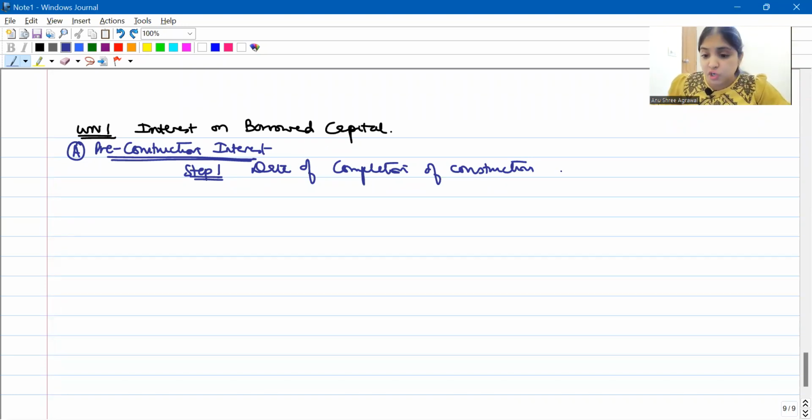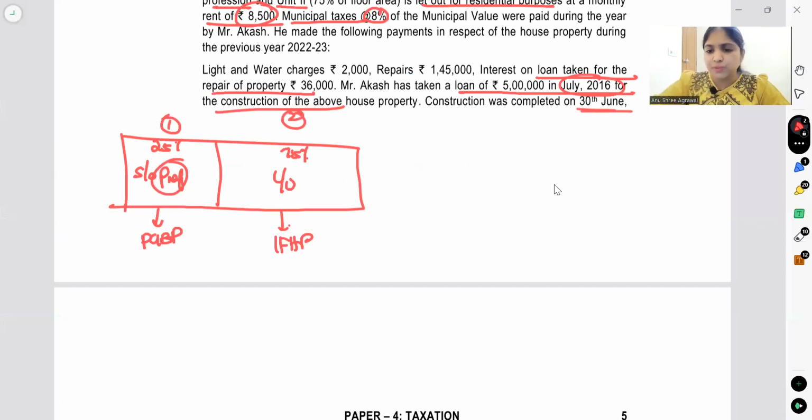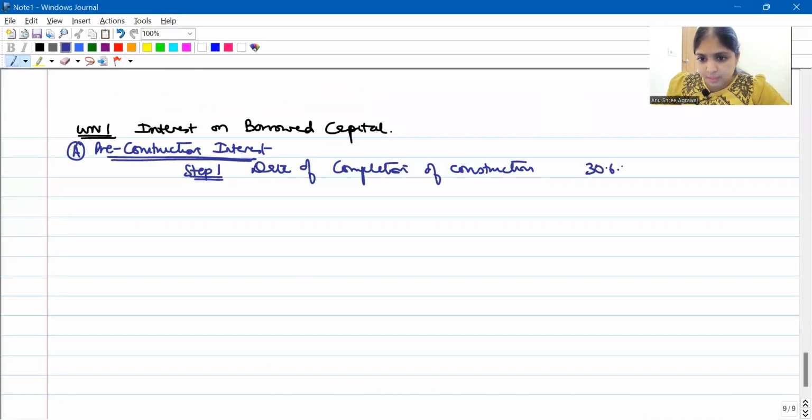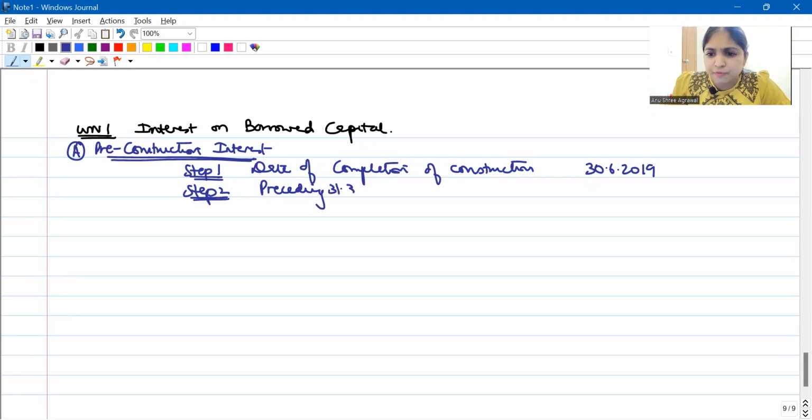So date of completion of construction. When did we complete the construction, guys? Construction was completed on 30th June 2019. This is your first step. Okay. Your second step will be preceding 31st March. Just before 30th June 2019, what was the last 31st March, guys? It's going to be 31st March 2019.